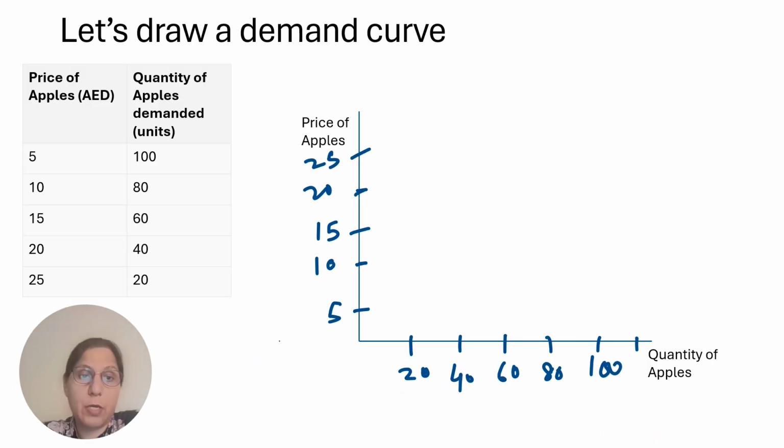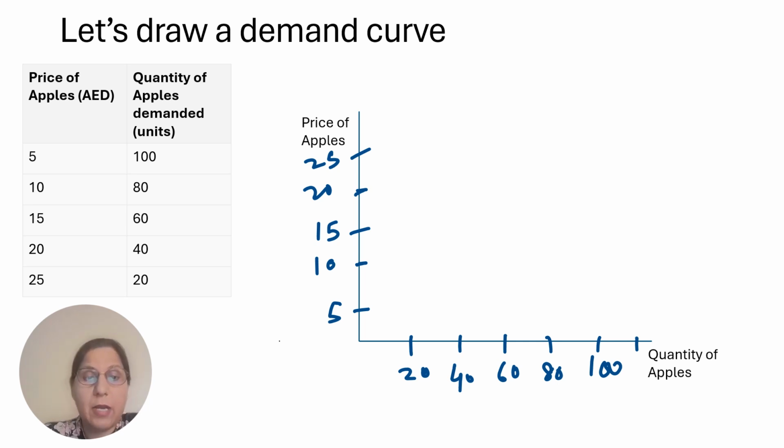So let's draw a demand curve. To draw the demand curve, we'll be using this demand schedule. A demand schedule is a table that represents the prices of apples, or the prices of a good, and the quantity demanded of that good at those prices. Now, if you observe, when the price of apples is 5, the quantity demanded is 100. But as soon as the price increases to 10, the quantity demanded reduces to 80. And further, when the price increases to 15, the quantity demanded decreases to 60. Now, this means that as the price is increasing, the quantity demanded is decreasing.